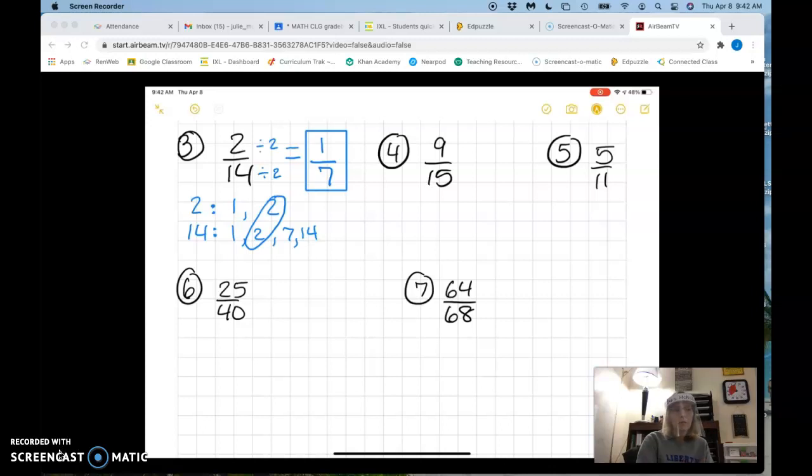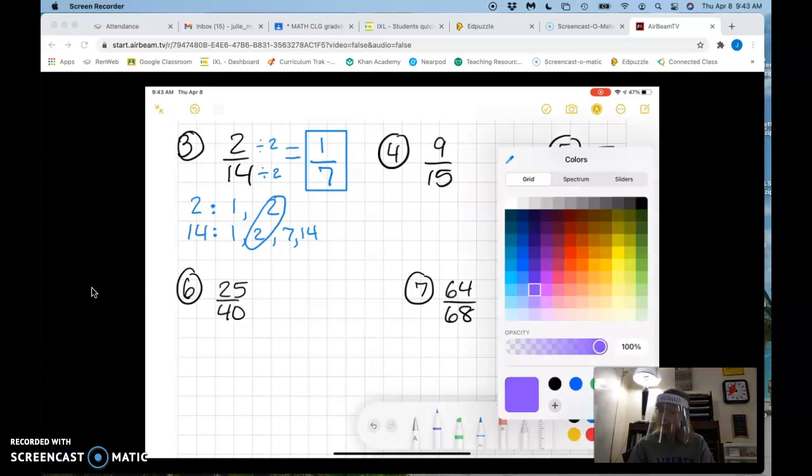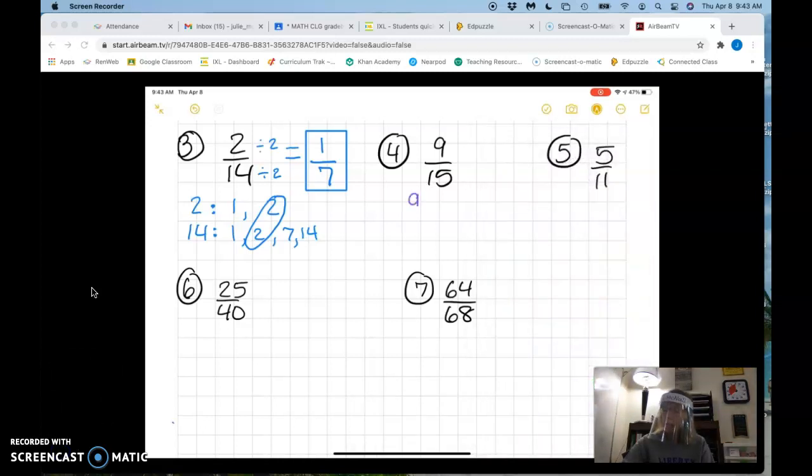For number 4, let's write our numbers down.